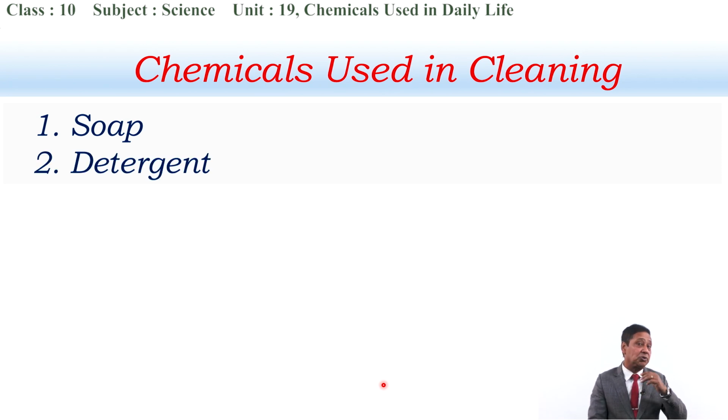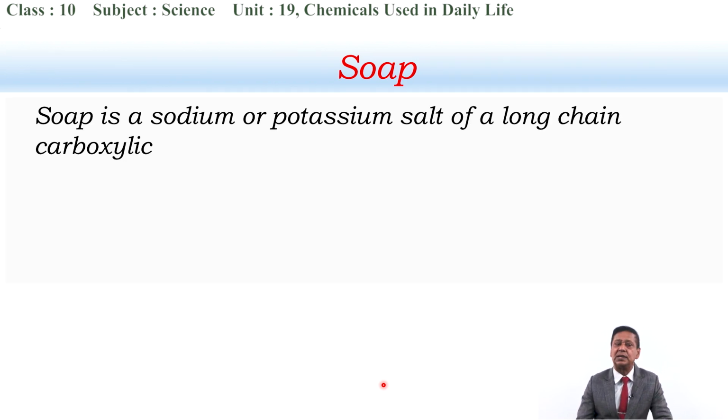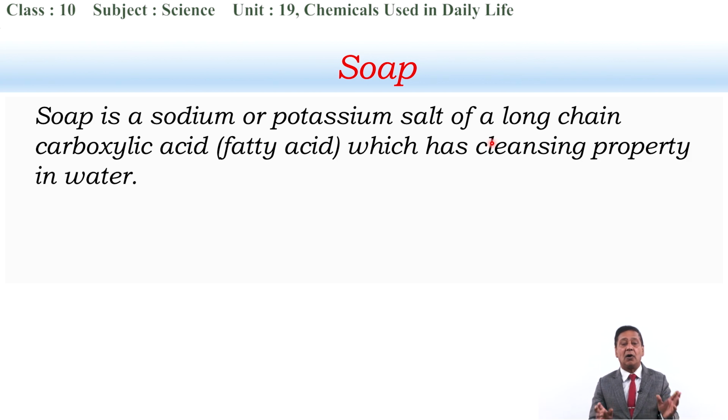Now let's talk about soap in detail. What is it exactly? Soap is a sodium or potassium salt of a long chain carboxylic acid, fatty acid, which has cleansing property in water. Looking at this definition, it seems a little difficult to understand, isn't it? It's just the sodium or potassium salt, but not like sodium chloride, sodium sulfate, potassium chloride, potassium sulfate. They are very simple, having a small molecular formula. They are simple and you know about them.